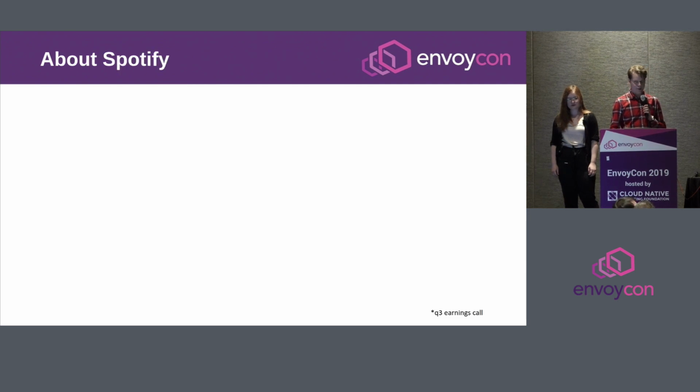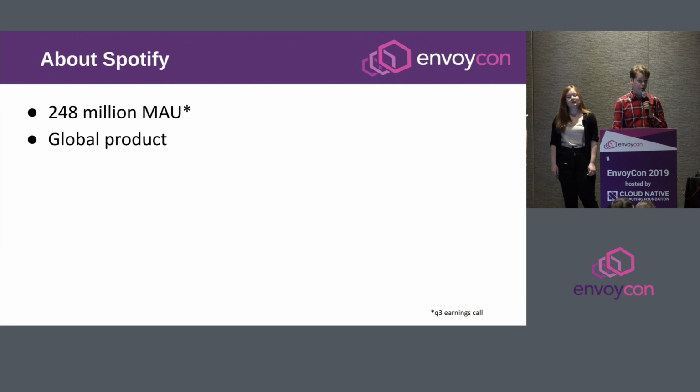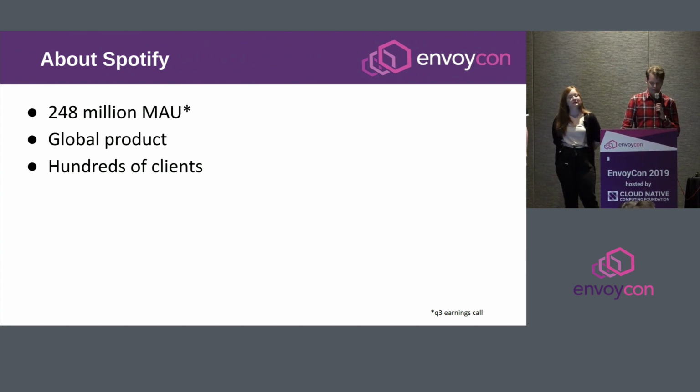All right, so just quickly about Spotify. Most of you probably know what Spotify is, but I will go through it quickly anyway. So it's the world's largest music streaming service. We have 248 million monthly active users. It's a global product, so we're on, I think, 79 markets right now. We're on hundreds of different platforms, so phones and cars and speakers and so on.